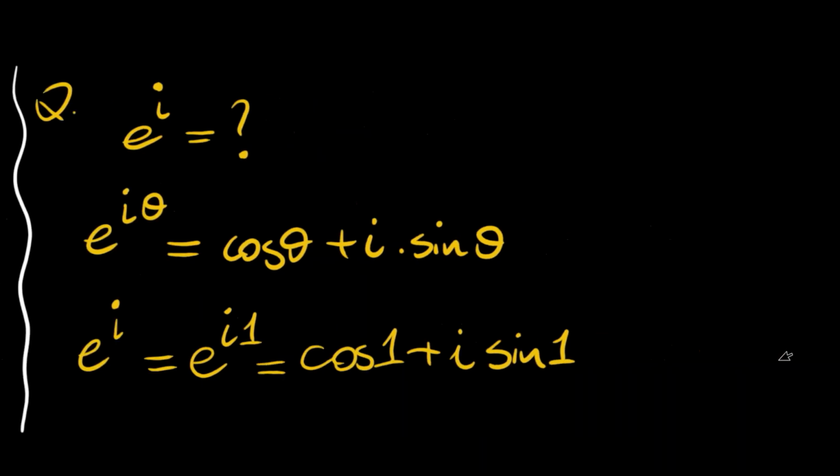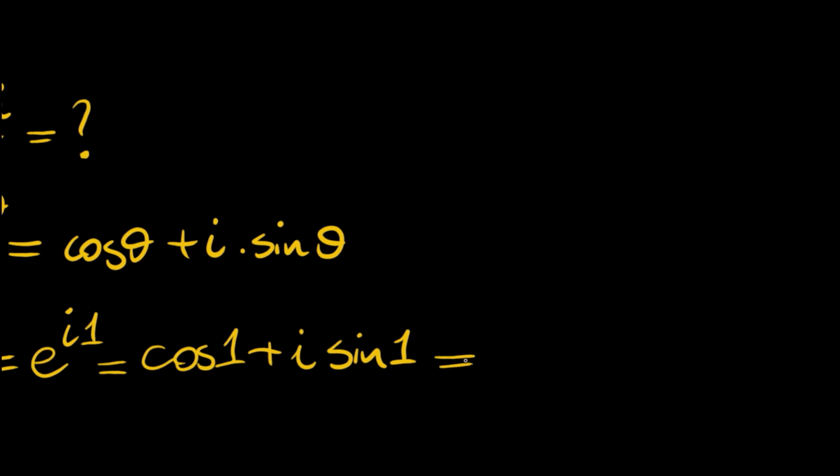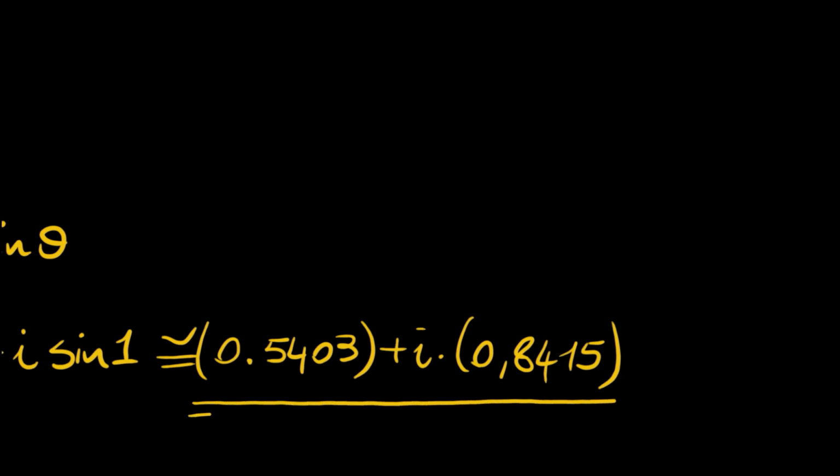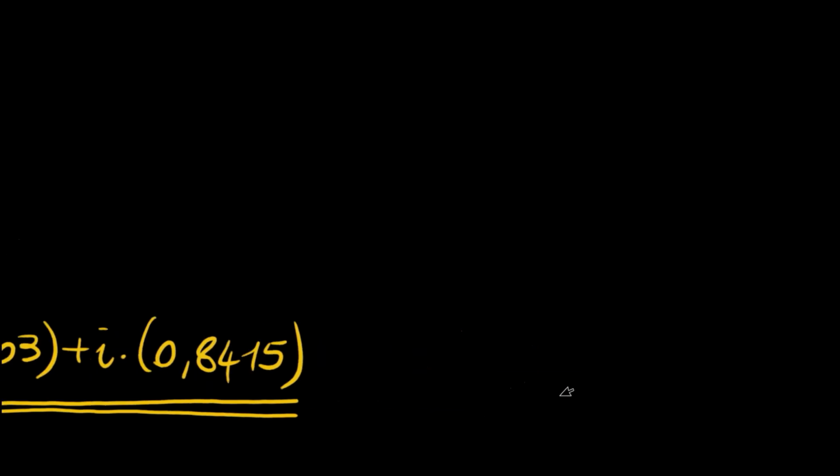And this cosine 1 is approximately 0.5403, and this sine 1 is approximately 0.8415. So e to the power of i principally is equal to 0.5403 plus i times 0.8415.